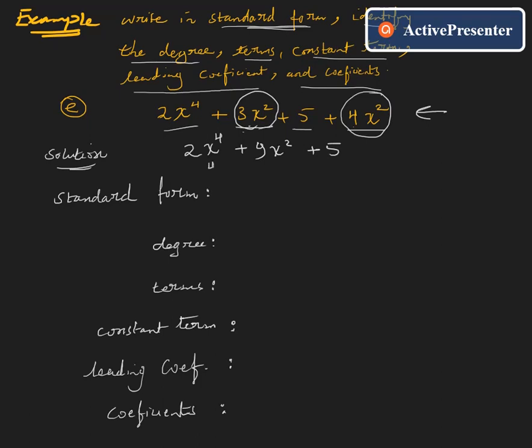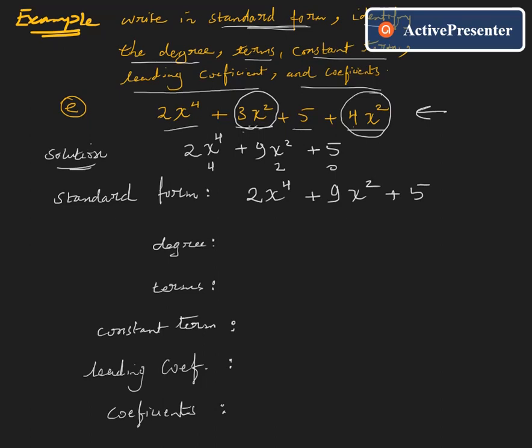So now, is it in the standard form? We have here the degree is 4, the degree is 2, the degree is 0. So 2x to the power 4 plus 9x squared plus 5 is a polynomial in the standard form, because we are starting with the highest degree going down to the lowest degree, provided that the leading coefficient is not equal to 0. So the standard form should be 2x to the power 4 plus 9x squared plus 5.